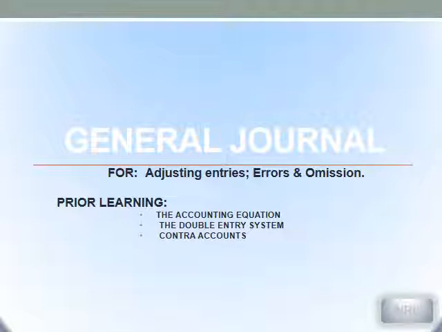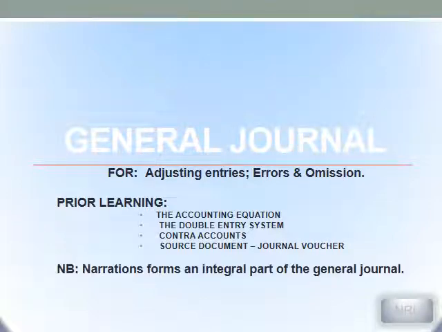The entries into the journals are generated by the use of a source document called a journal voucher. Note that narrations form an integral part of a general journal. A narration is a brief summary of the transactions that have been captured. It must be shown as a concluding statement at the end of every entry recorded.